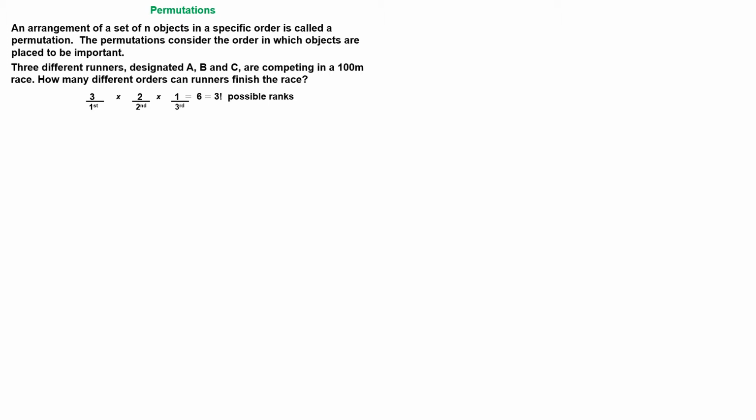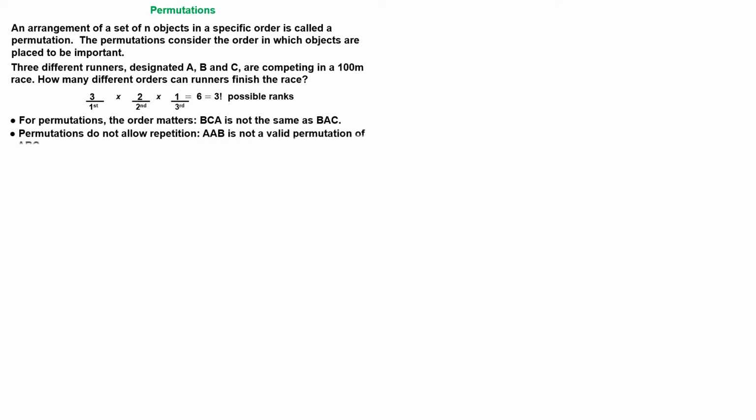This is a typical permutation problem, since changing the order in which the athletes finished would create a new rank order. For permutations, the order matters. BCA is not the same as BAC. Permutations do not allow repetition. A and B is not a valid permutation of ABC. It does not make sense for the same athlete to make two rankings at the same time. Hence, a permutation represents counting without replacement or repetition, in which order matters.